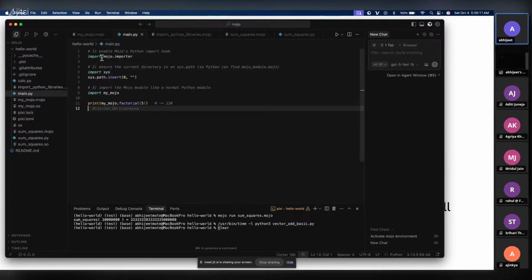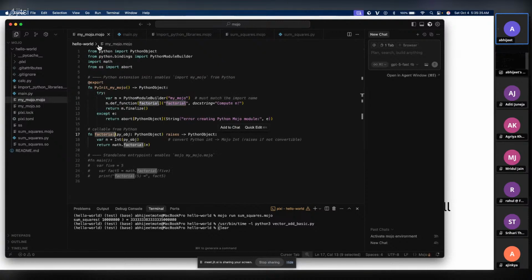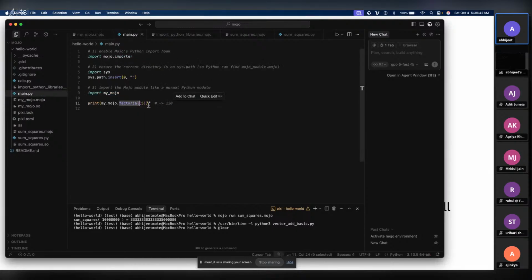So if you see, import mojo.importer, and then here we need to give the path for the file. I have kept this SO file in the directory, so just give the current path. It will take that, and then my mojo dot factorial function. This factorial function, if you see, is defined here, and then I'm just passing the argument from here. So importing that factorial function and running it in Python.